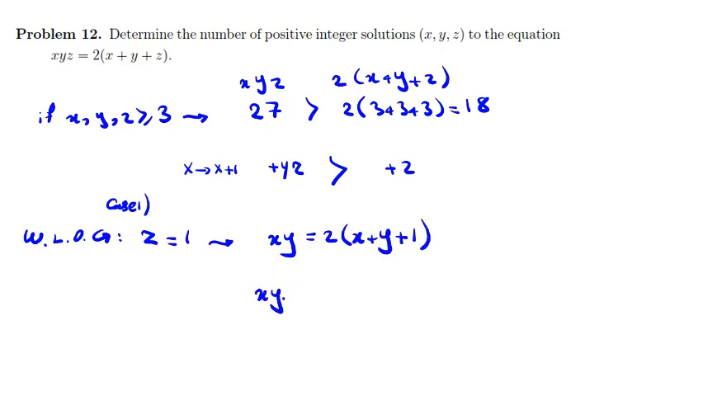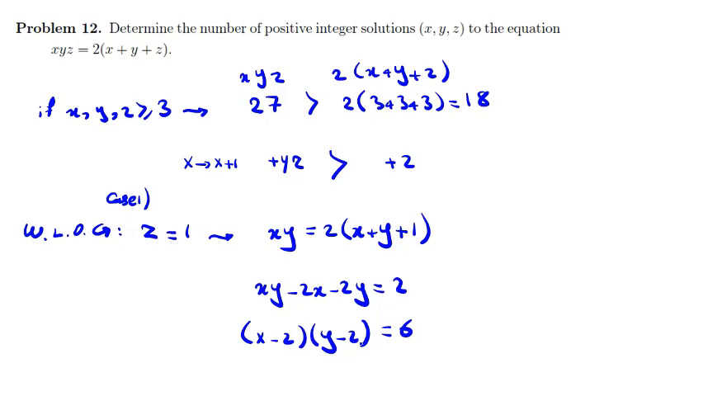So you can say xy minus 2x minus 2y equals 2. And we can write (x minus 2)(y minus 2). Here it is xy minus 2x minus 2y plus 4, so you add 4 also to the right side, which gives 6.